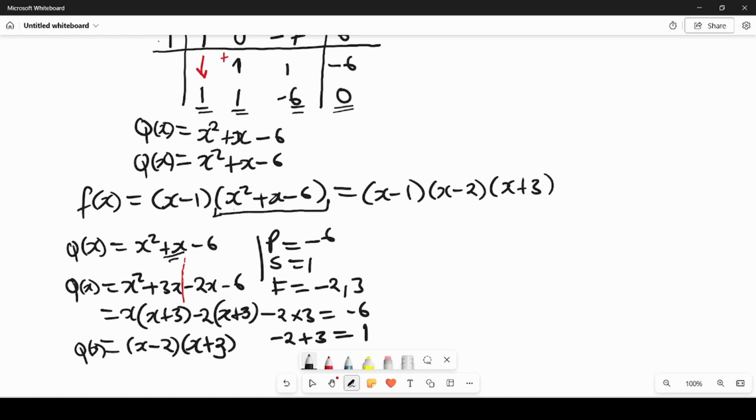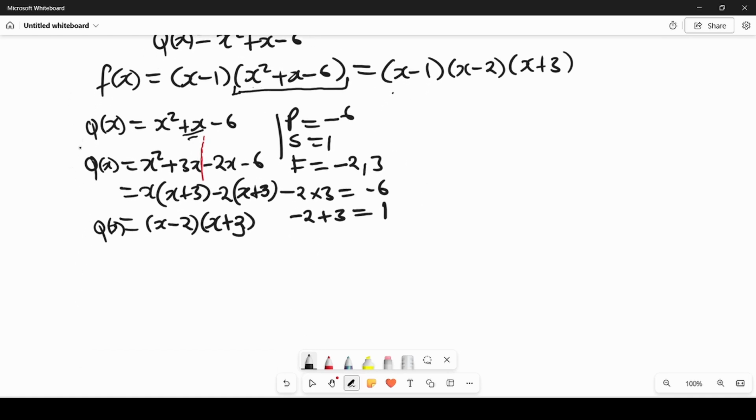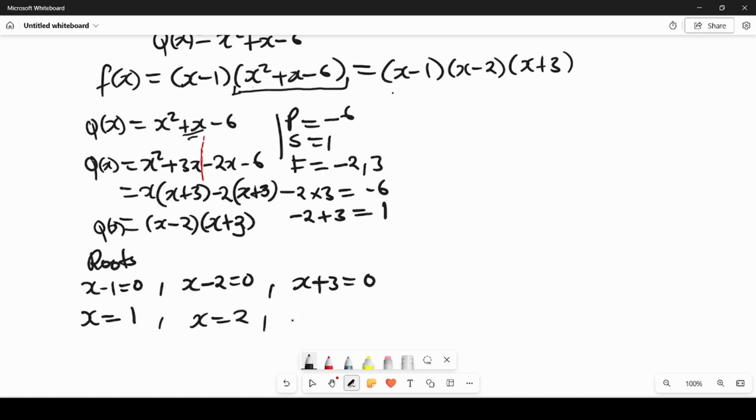So now to find the roots, equate each and every factor to 0. We should have x minus 1 equal to 0, x minus 2 equal to 0, and x plus 3 equal to 0 as well. So x is equal to 1, x is equal to 2, and x is equal to minus 3. These are the roots.